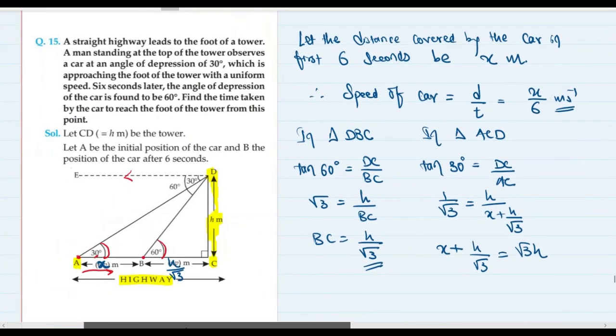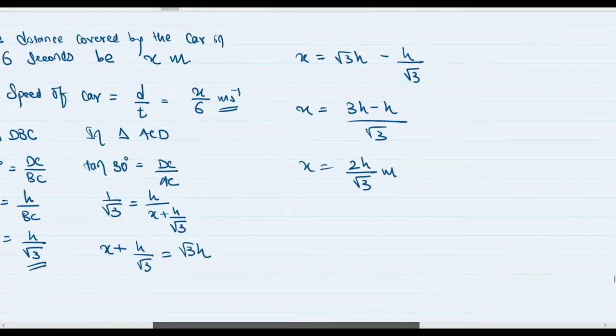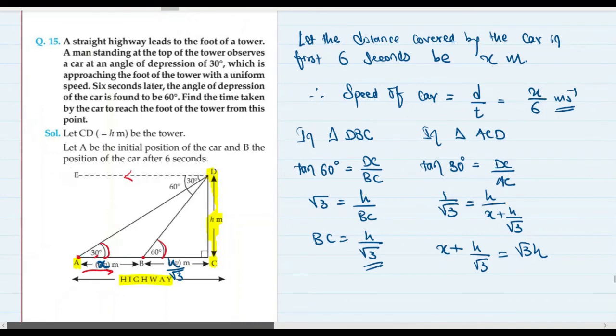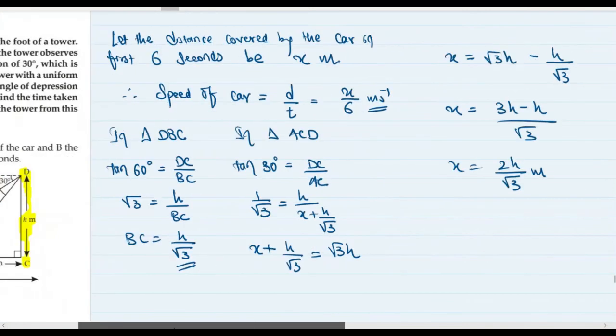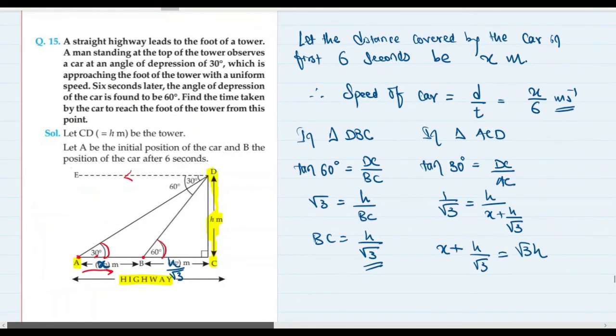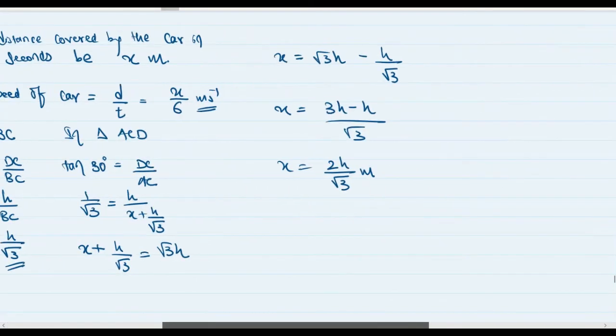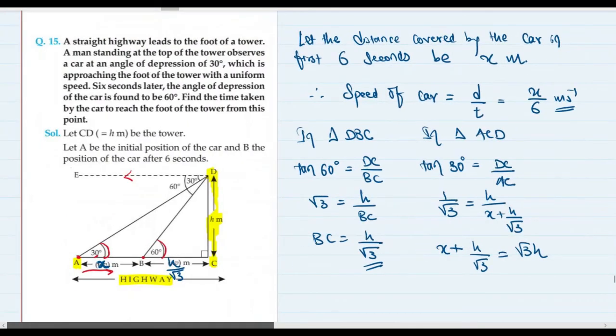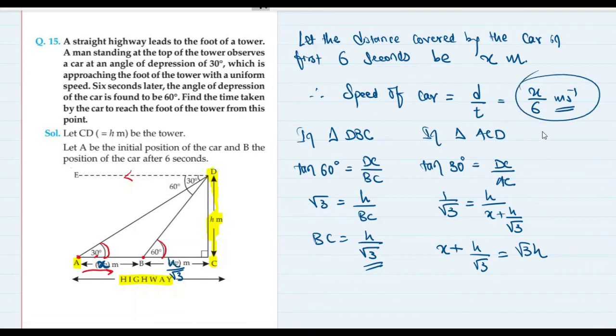Okay, now we got the value of X in terms of H, that is height of the tower. We have to find the time taken by the car to reach the foot of the tower from this point. Okay, so this is going to be easy. I'll tell you how. See, the car is traveling with the speed of x by 6 meter per second. That is, in 1 second the car is covering a distance of x by 6 meters.